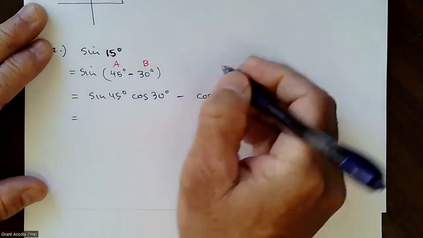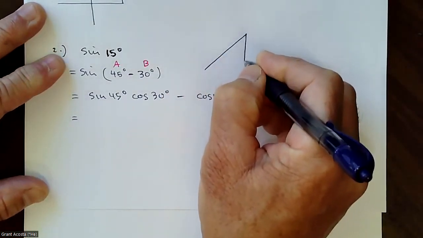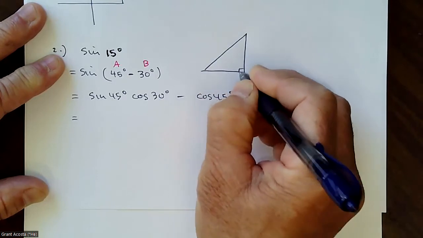45 degrees, that's using the other special triangle. 45 degrees is pi over 4.